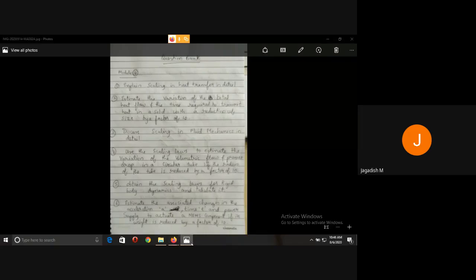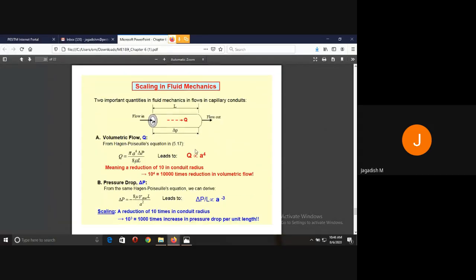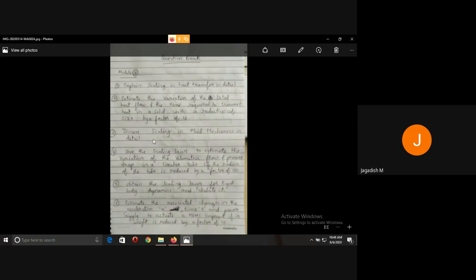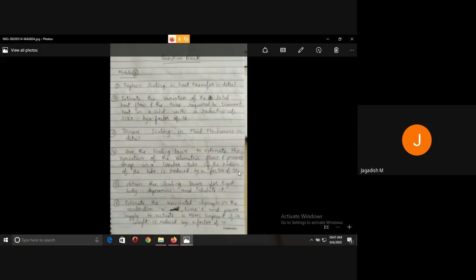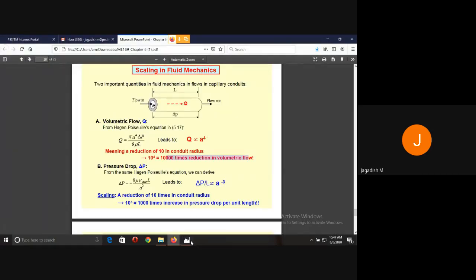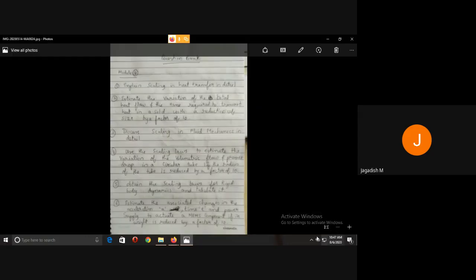In fluid mechanics, you are required to write this. Two important parameters, volumetric flow and the pressure drop per length. Using scaling laws, estimate the variation of volumetric flow. Once again, there is a direct formula here. Just estimate it and then tell that it will reduce by 10,000 times. Remember, if we change the value by 100, then it is 100 to the power 4. So remember while substituting.